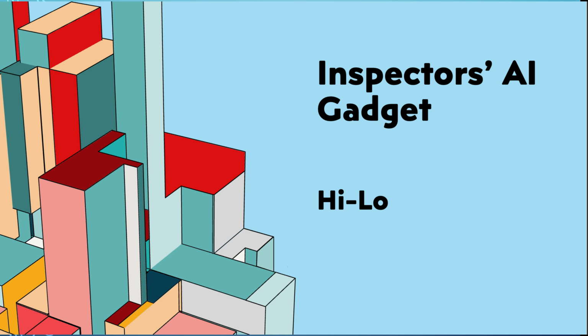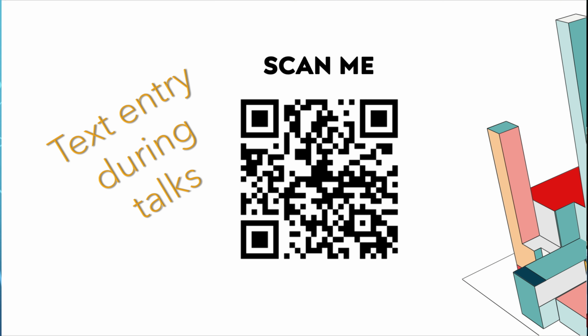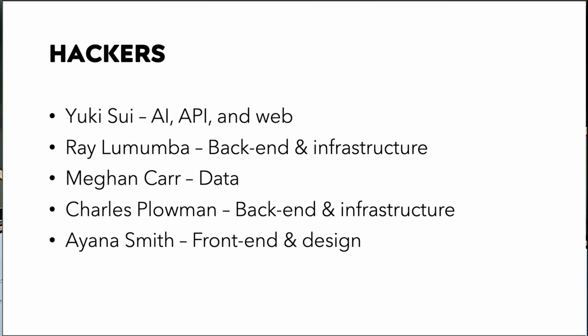Our team is high-low. Our project name is Inspectors AI Gadget. This is something y'all can scan if you want. It's a live demo. Our app's already in production. And I'm Yuki, AI API Web. I'm also security as well. Megan Carr for data. I'm Ray Lumumba. I did backend. And I'm Charles Plowman. I did back-end and infrastructure work. My name's Ayana Smith. I did front end and design.